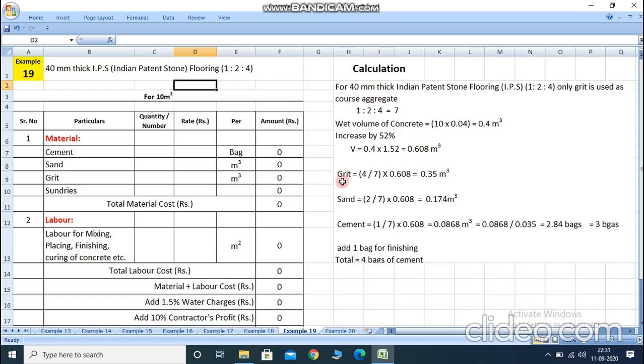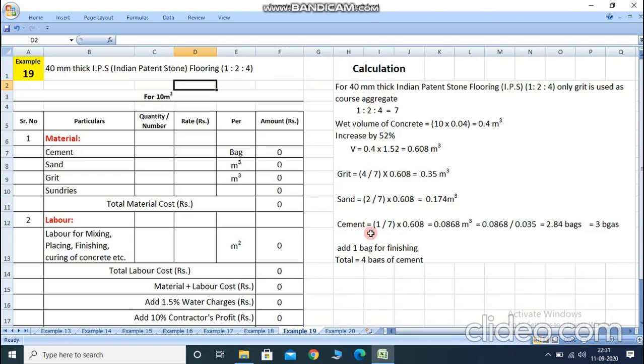Now we start the different material calculations. First material is grit. As per the ratio, 4 parts is grit. So grit is 4 divided by 7, the summation, multiplied by 0.608, the volume. So we got the grit value as 0.35 meter cube. Now we take sand. Sand ratio is 2 parts. So 2 divided by 7 multiplied by 0.608. So we got the answer 0.174 meter cube.